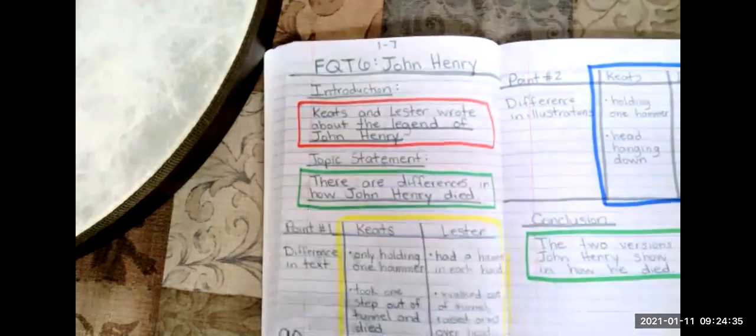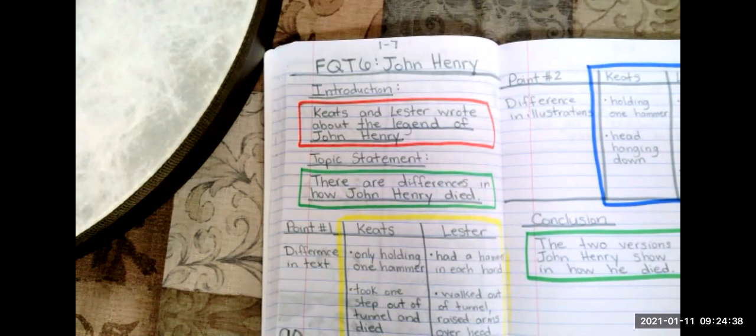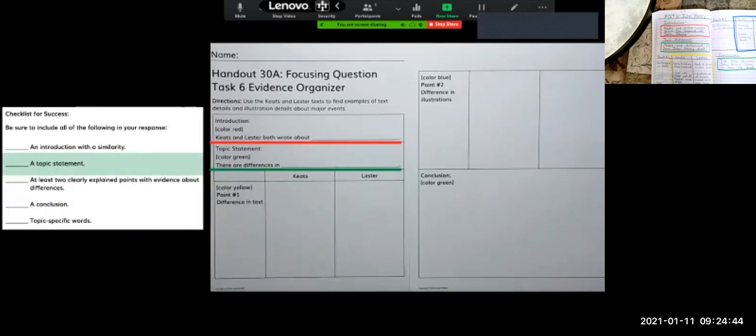Now let's move on to the next item in the checklist, a topic statement. For your topic statement, your sentence would read, "There are differences in how John Henry died." Check your evidence organizer to make sure your topic statement is complete. Pause here to check and/or complete, and just hit play when you're ready to continue.